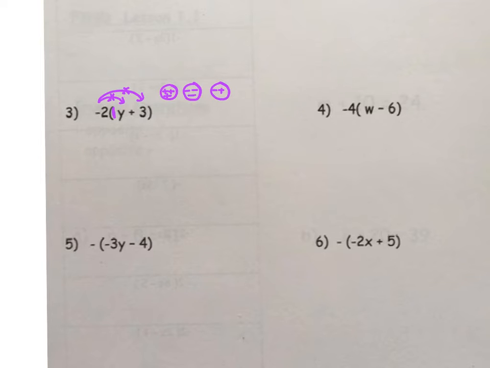We know when multiplying, if they have the same sign, the answer is positive. But when you multiply different signs, the answer is negative. The 2 will double each term inside the parentheses, and the negative will flip each term to its opposite.